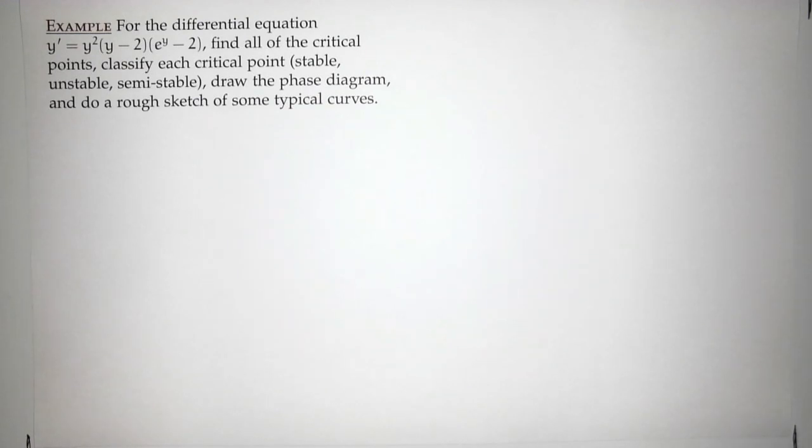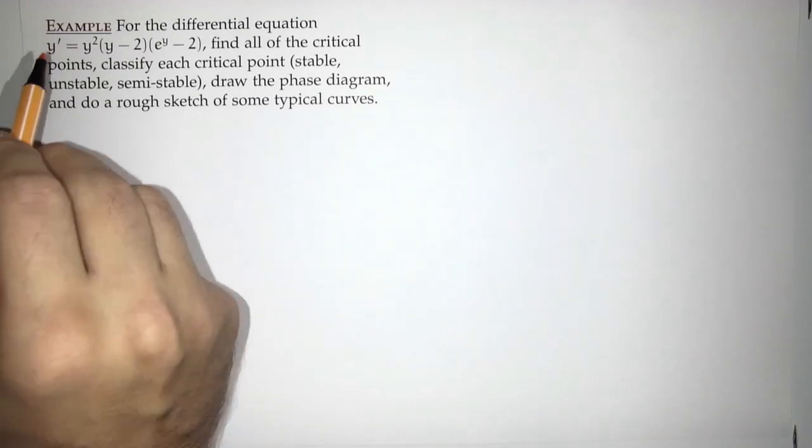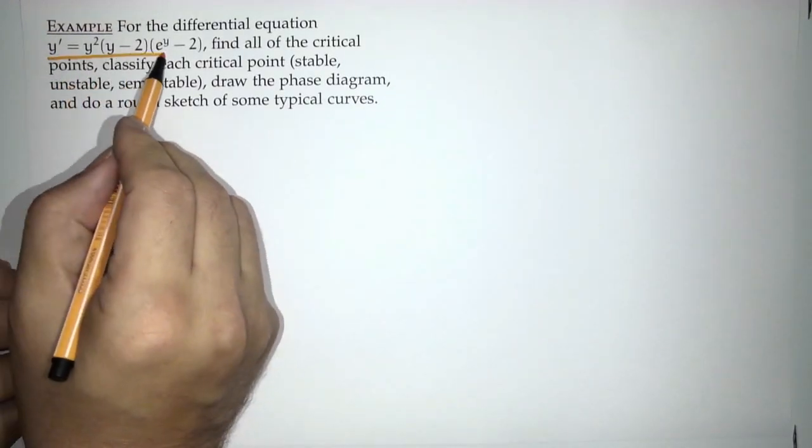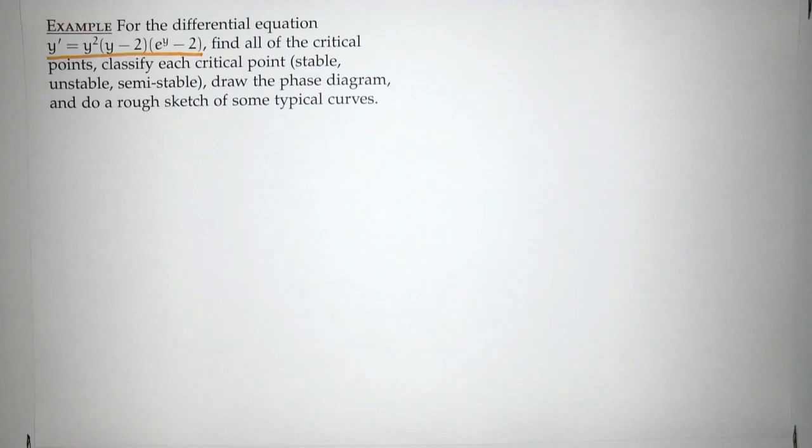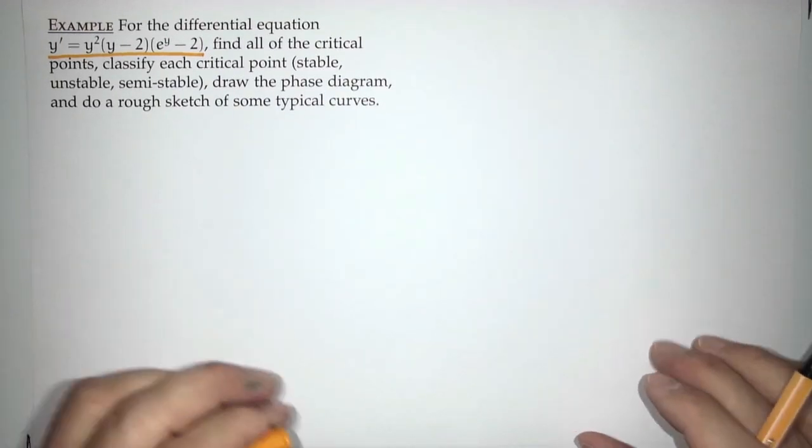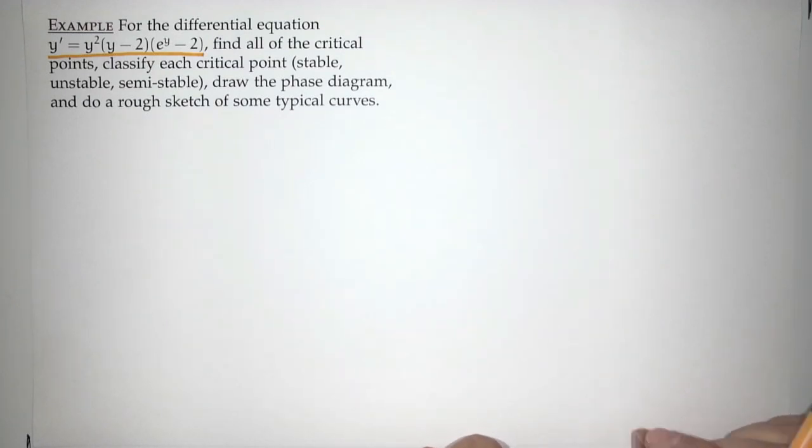This is great. Now, the first comment to make is when we look at this differential equation, y prime equals y squared times y minus 2 times e to the y minus 2, I would say that this differential equation falls into the category meaning hopeless. We can't solve this quantitatively. We're not going to find the function that does this. So that's why we say, but we still want to understand it. So that's where this notion is coming in that helps us understand things that are going on.